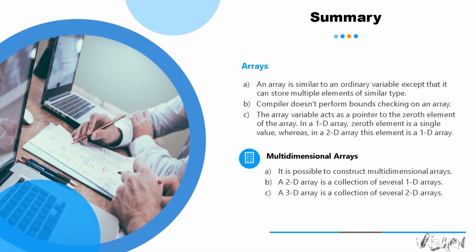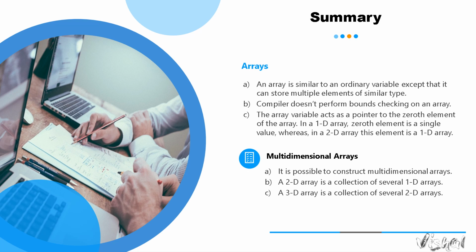Lastly, we have our summary of what we have just discussed. An array is similar to an ordinary variable, except that it can store multiple elements of similar types, which means an array is just another variable. The special thing here is that it stores more than one value of a similar data type. Second, the compiler doesn't perform bound checking on an array, which means if we try to store more values in a smaller size of array, then that will not work. Our compiler might get stuck there.